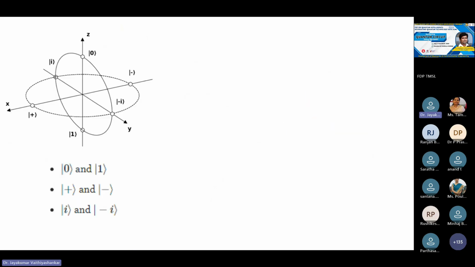So next what we do, we try to look at the same concept with the help of matrix. So this is matrix. So this is column matrix.